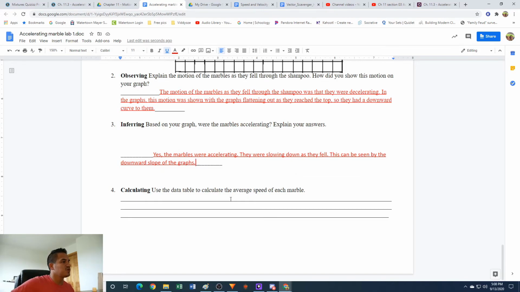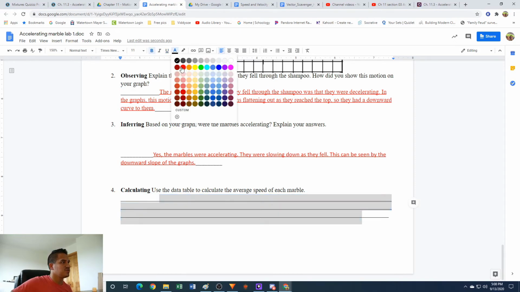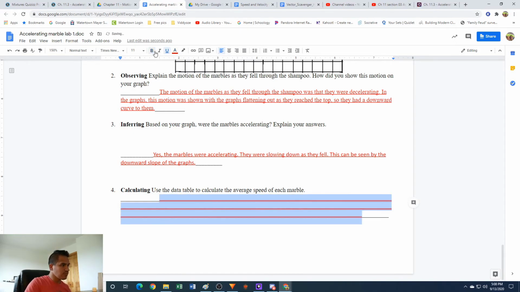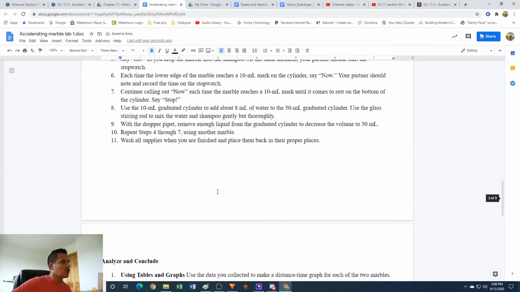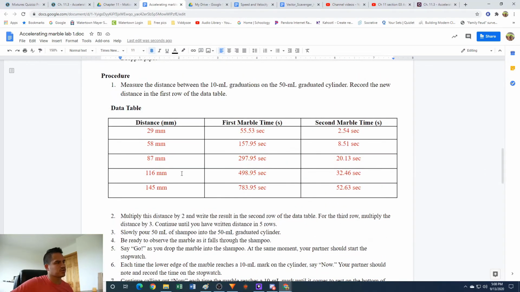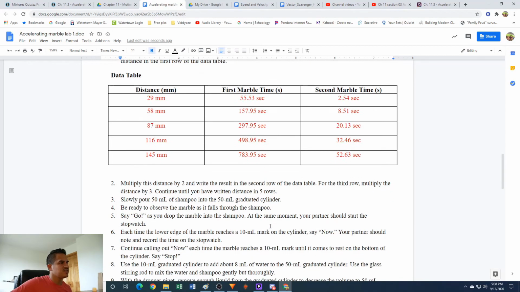All right, then number 4, use the data table to calculate the average speed of each marble. All right, so this isn't too difficult to do. So remember that average speed is equal to total distance divided by total time. All right, so for marble 1, our total distance, it's for both marbles, our total distance was 145 millimeters. Marble 1 total time was 783.95 seconds.